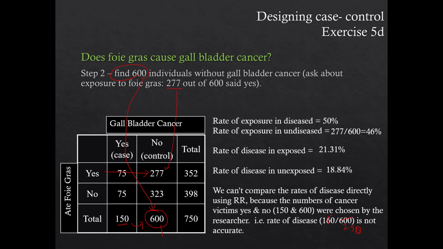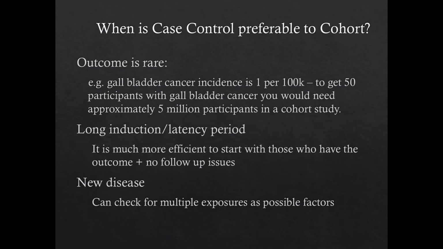I'm going to take a break from this for a sec, and we'll talk a little bit about case control studies before coming back to these calculations. When is case control preferable? Well, when the outcome is rare. Gallbladder cancer incidence is 1 per 100,000. So if we want 50 or 150 cases, you need to get a lot of people in a cohort study to get that many people with the disease. So we start with 150 with the disease. That's really cool if we have a clinic that specializes in that, and then we have to go out and find similar people without gallbladder cancer.